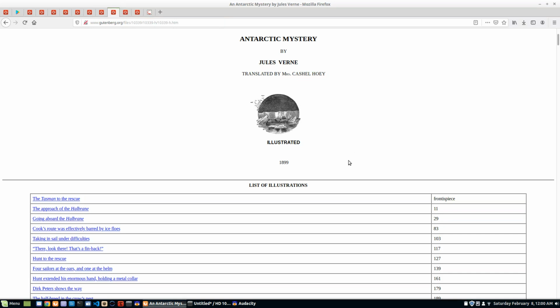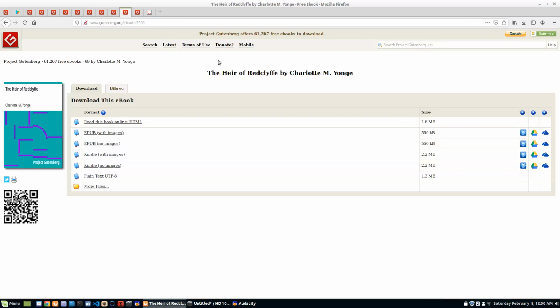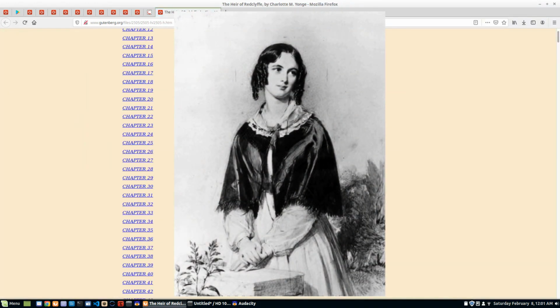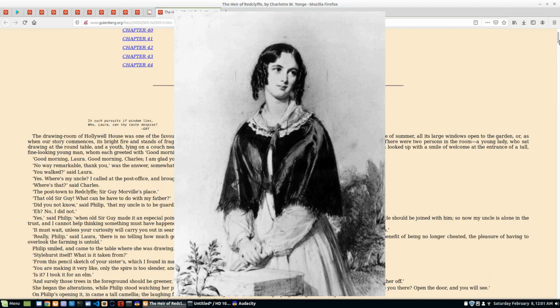One of the novels that is actually mentioned in Little Women by Alcott is The Heir of Redcliffe, and it is on Project Gutenberg. It was, during its day, a bestseller, hence the reference in Little Women. And basically, it was a blockbuster back then, and it's since fallen out of fashion. It's a very religious book.